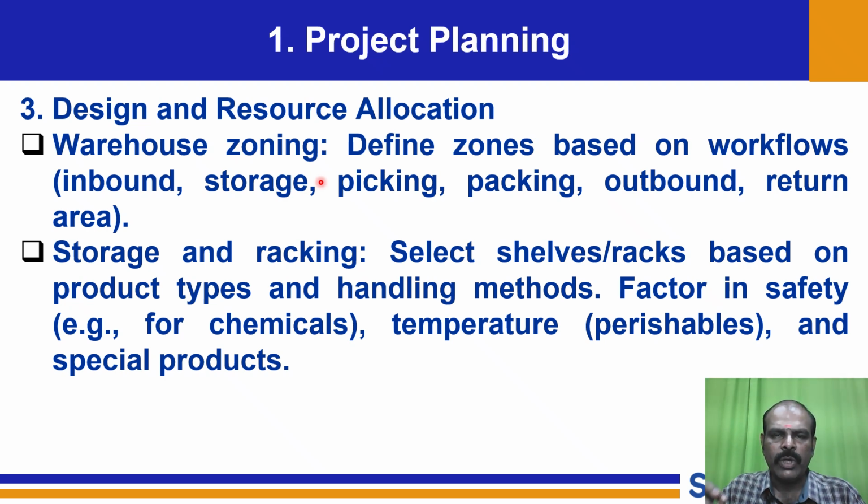Before getting into this, we should understand what are the major activities we do in a warehouse. So inbound logistics, that is incoming, storage place, picking, packing, outbound, return area. So these are all the different activities we do with respect to a warehouse. Now, should we do all these things in one particular zone, or should we have different zones? Zone 1 will be dealing with this. Zone 2 will be dealing with something else. So likewise, if such things are there, then we should plan very much in advance. That has to be thought of.